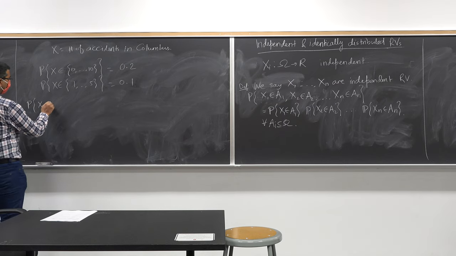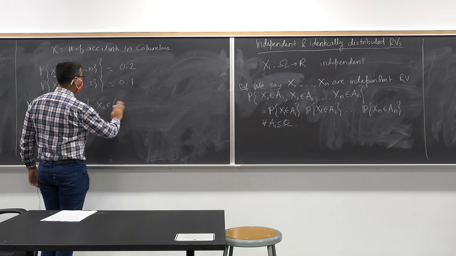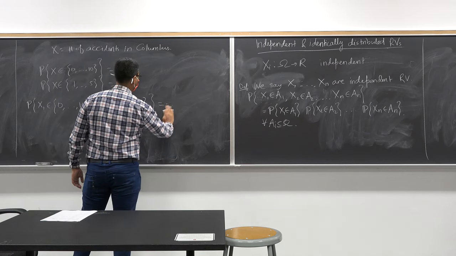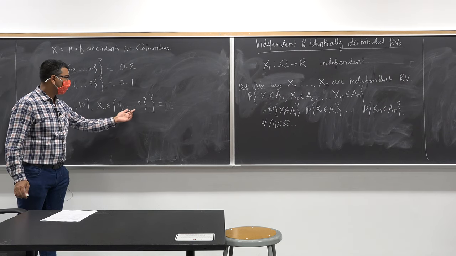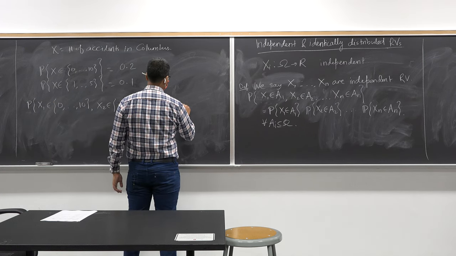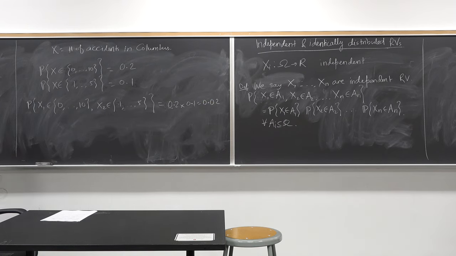So the probability that X1 is in 0 to 10, and X2 is in 1 to 5, is equal to the probability that on January 1st there are between 0 to 10 accidents, and on January 2nd there are between 1 to 5 accidents, which is equal to 0.2 multiplied by 0.1, which is 0.02. Okay, so the probability of both these events happening is 2%. That's the chance.